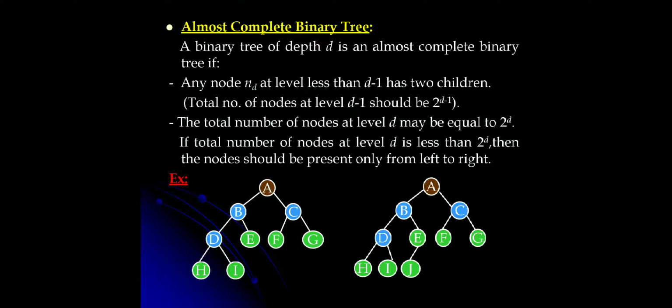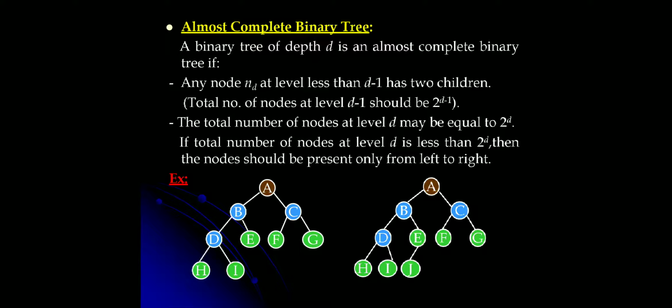See here, the depth of the first binary tree is 3, right? And the nodes which are at level less than D minus 1, that means 3 minus 1, 2, less than 2, that is level 0 and level 1. The nodes which are at level 0 and level 1 should be having both left and right child. It is true for the first figure. A is having left child as B, right child as C, and B is having both left and right child and C is having both left and right child.